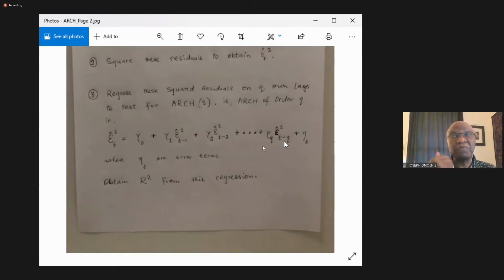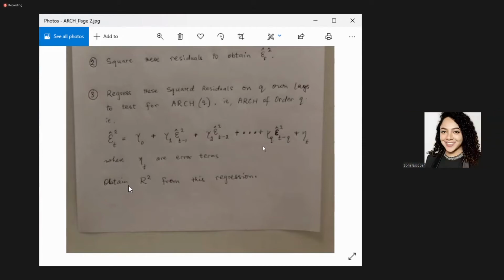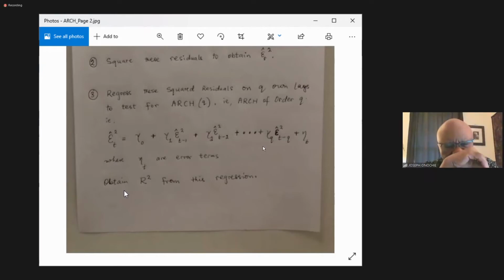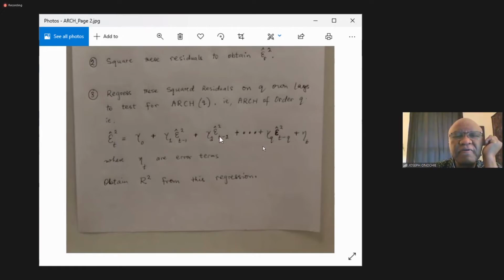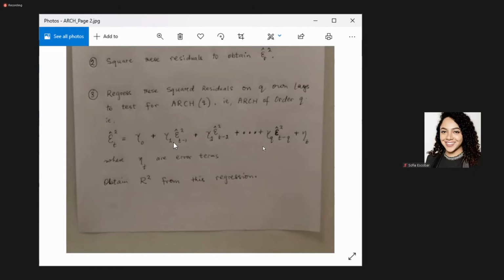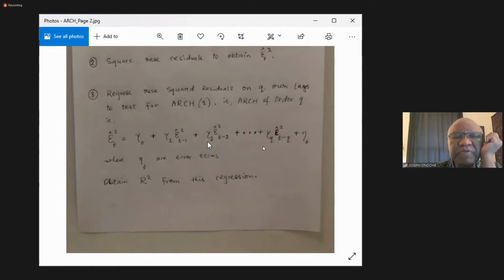So what do you think would be the null hypothesis of this test? Professor, can you please repeat the last part one more time? Okay, which part? Where there's no ARCH effect. Okay, now are you looking at this equation here? Yes. What happens if gamma 1 is 0, gamma 2 is 0, up to gamma q? If all these gammas are 0, what happens? Then none of these items is relevant to the equation. Is that right?